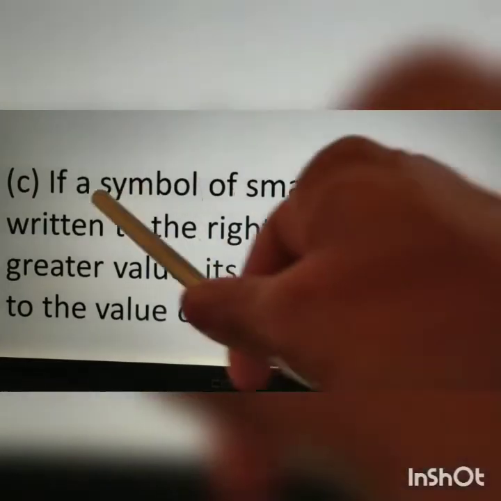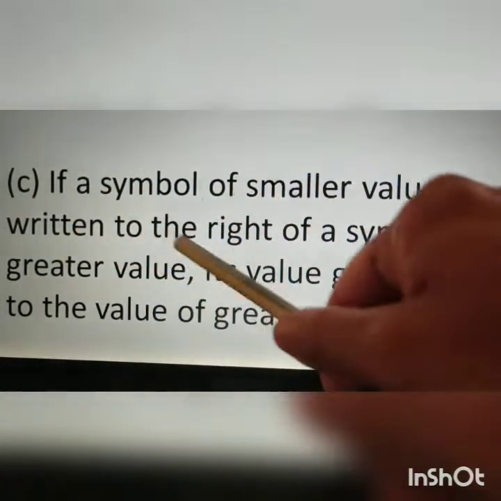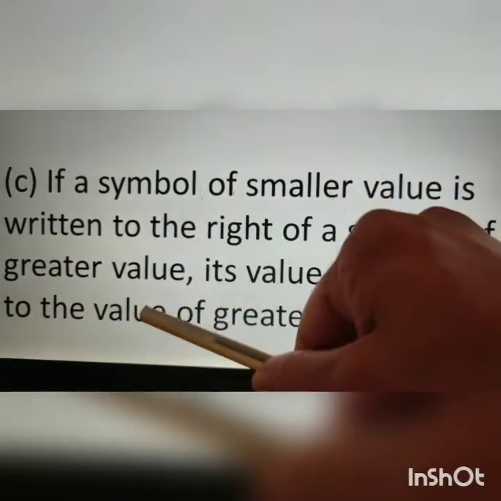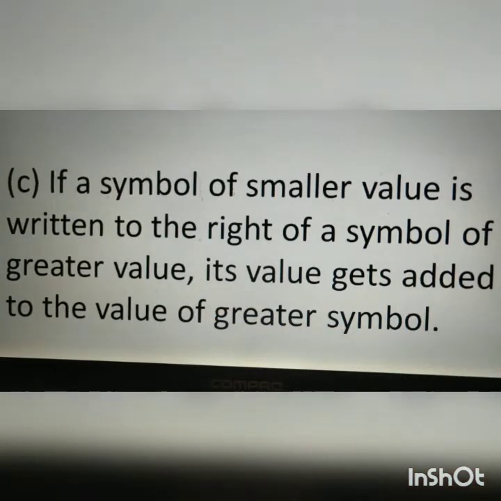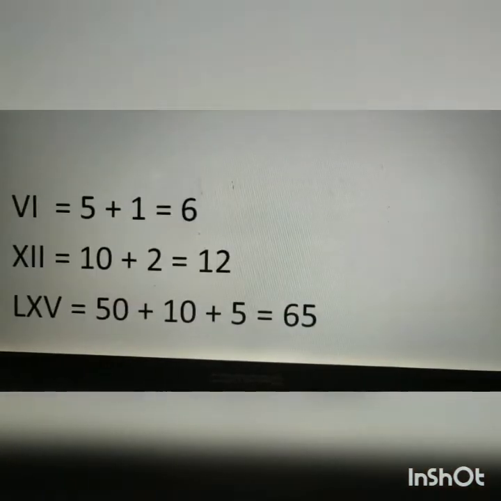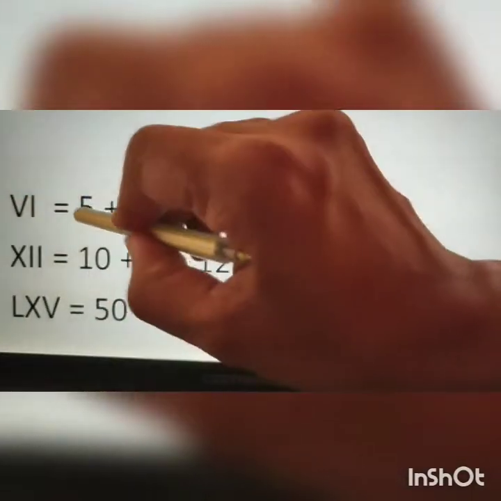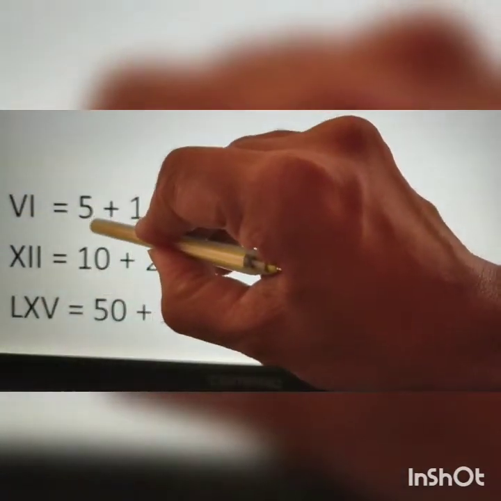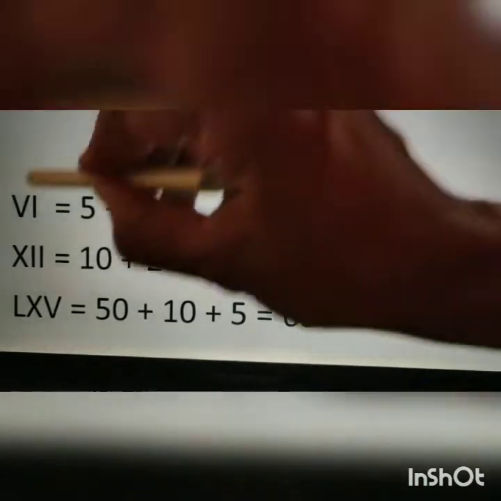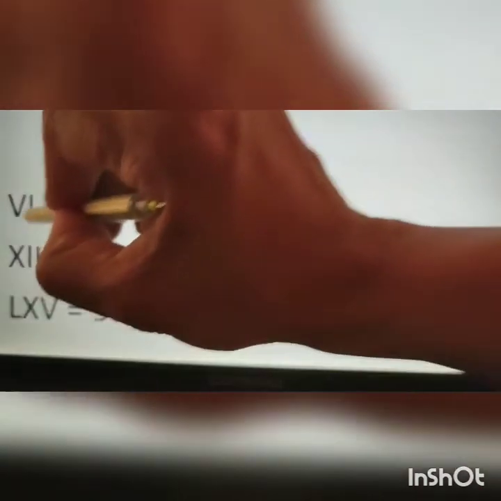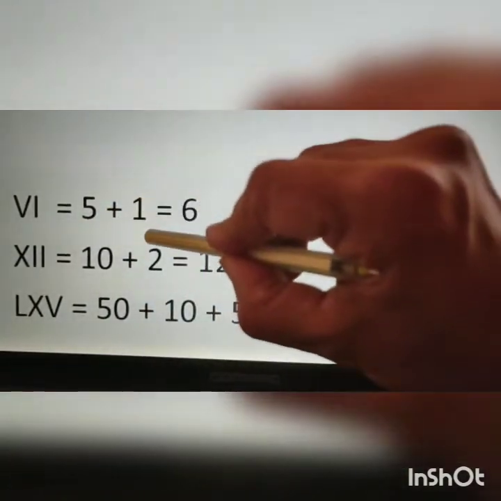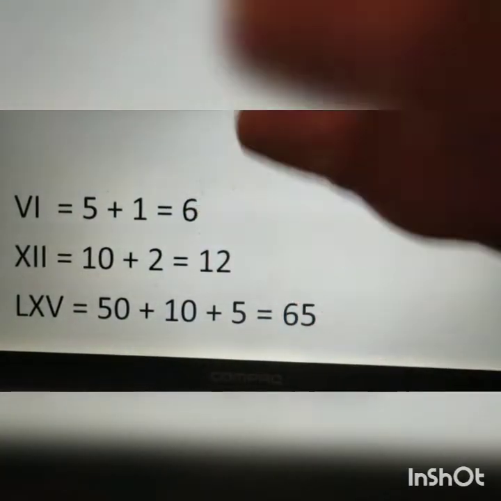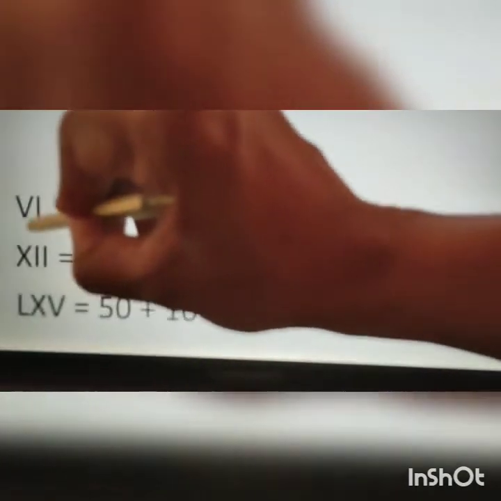Rule number 3: if a symbol of smaller value is written to the right of a symbol of greater value, its value gets added to the value of the greater symbol. For example, here the value of V is 5 and I represents 1. And 1 is to the right of 5, so it will be added. 5 plus 1 is equal to 6. So for representing 6 in Roman numerals, it will be written like this, VI.